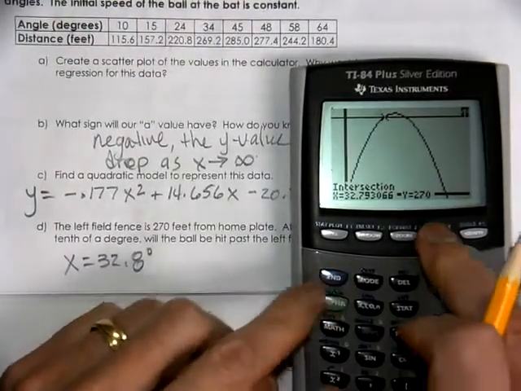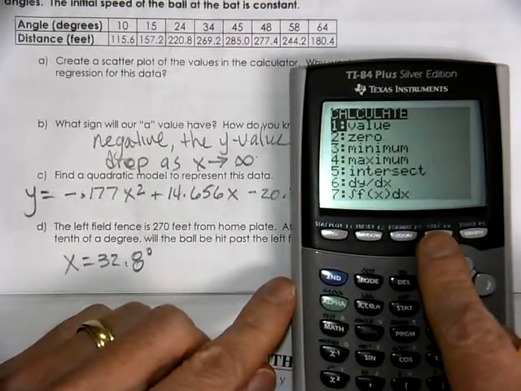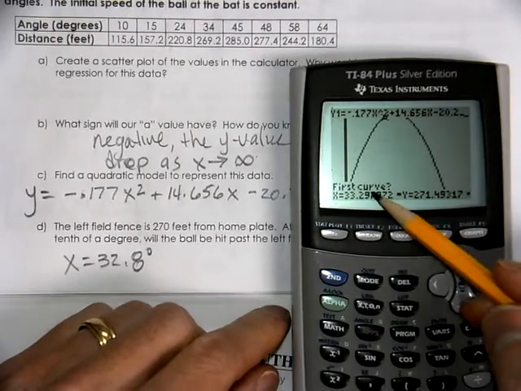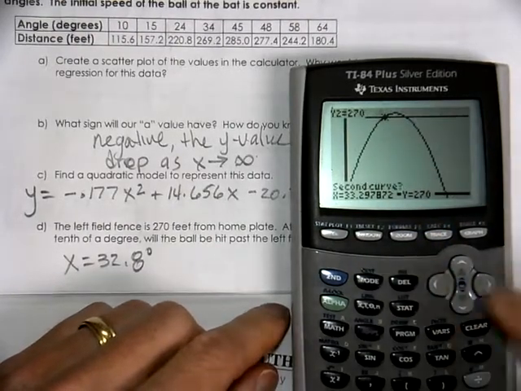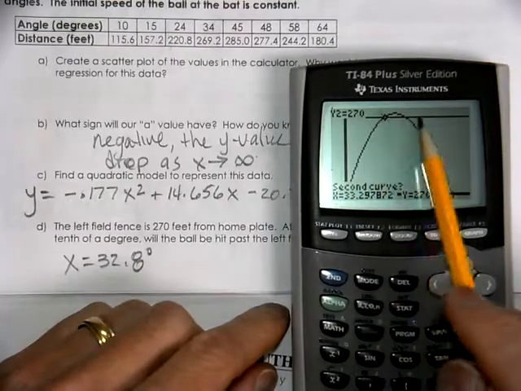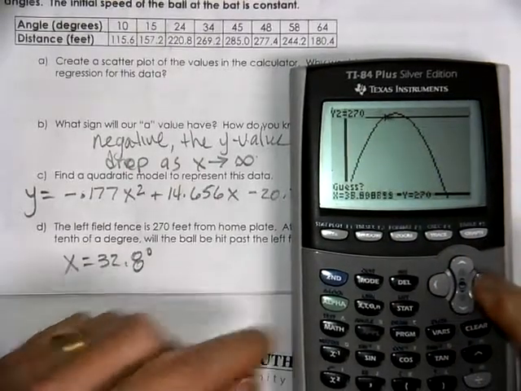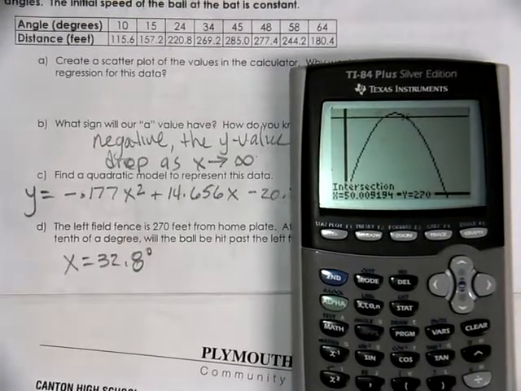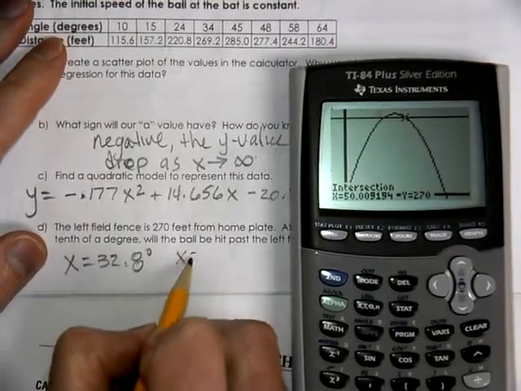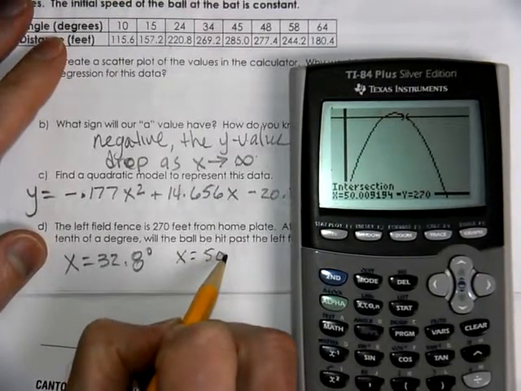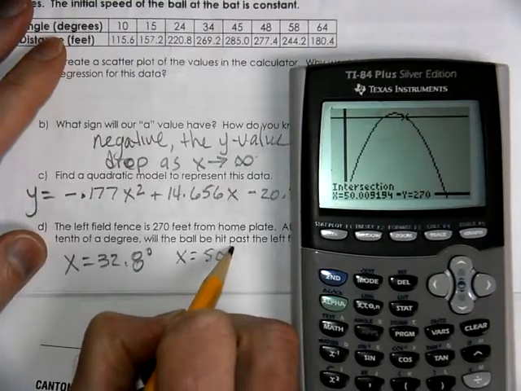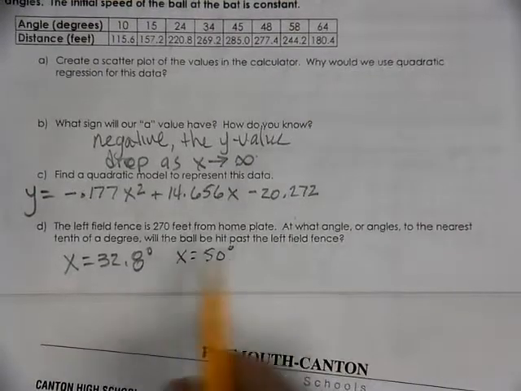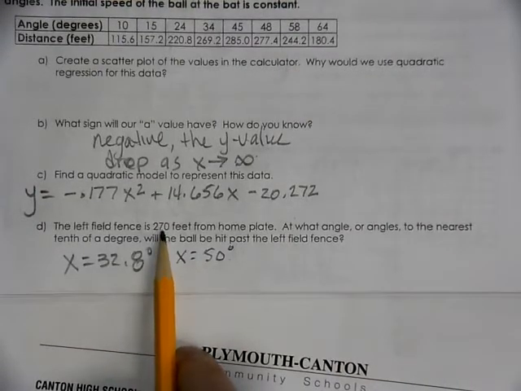And then we're going to say second calc. We'll go to intersect again. And it asks us for our first curve. Is that our first equation? Yes. Is that our second equation that we're working with, the 270? Yes. I need to come over to the other intersection, anywhere near it, and hit enter. And it's going to tell me at an angle of 50.0 degrees. So that's what it's going to take to get up to 270.